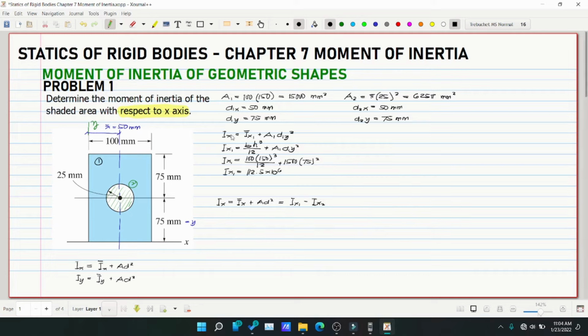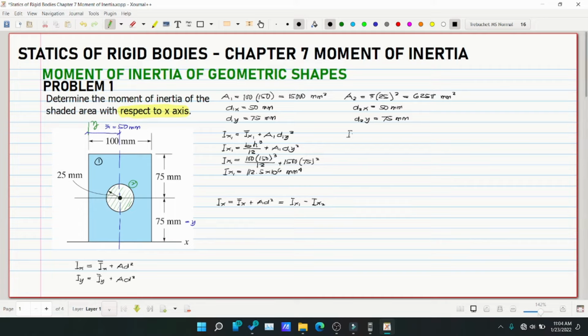Lahat yan naka millimeters, no? So, this is cube, then this is millimeter, so millimeter to the fourth. This is area, millimeter squared, then this is naka raised to 2, so millimeter squared din yun. So, this is millimeter to the fourth. Ganyan lagi ang tawag rito, unit ng moment of inertia.